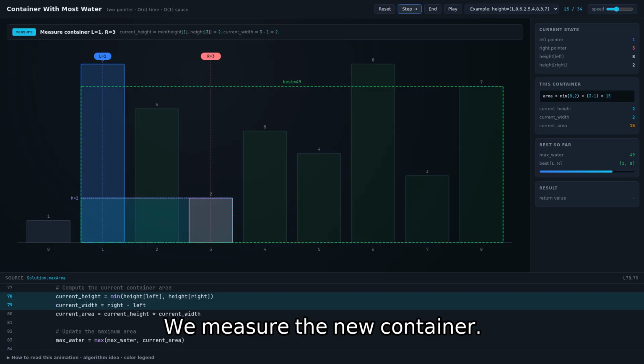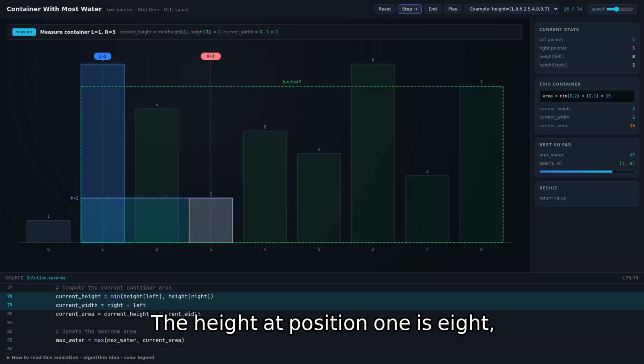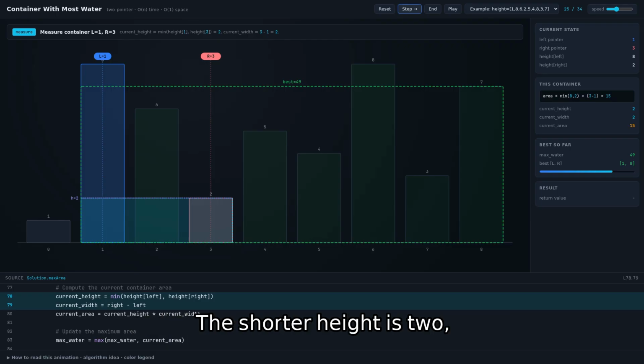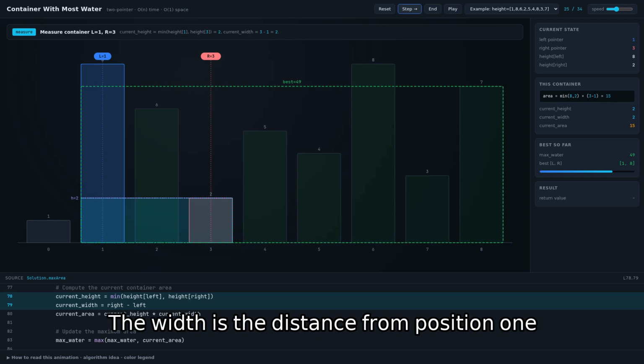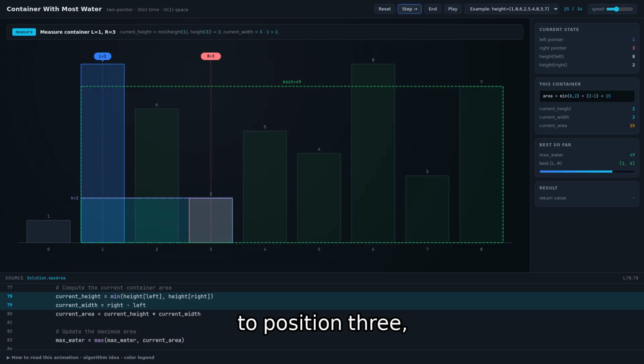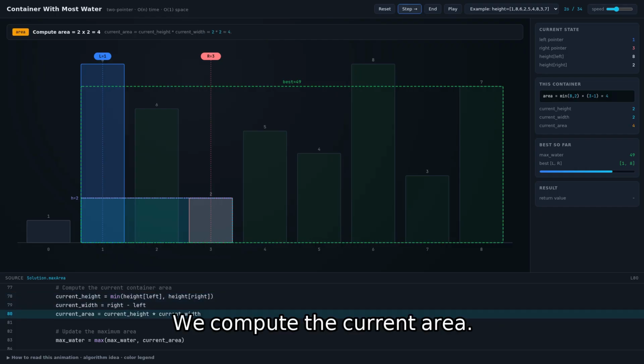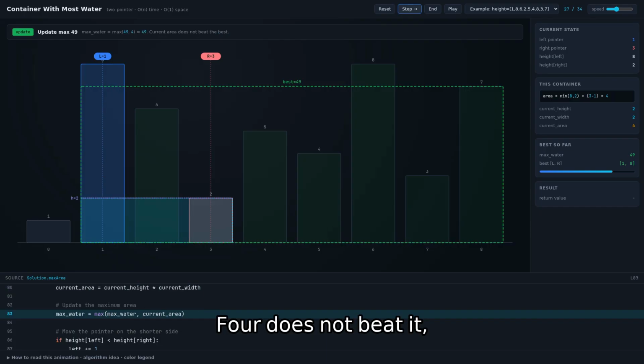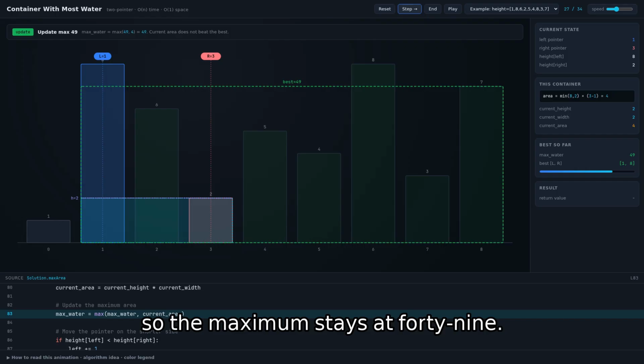We measure the new container. The height at position 1 is 8, and the height at position 3 is 2. The shorter height is 2, so the current height is 2. The width is the distance from position 1 to position 3, which is 2. We compute the current area. 2 times 2 gives 4. We compare 4 with the best of 49. 4 does not beat it, so the maximum stays at 49.